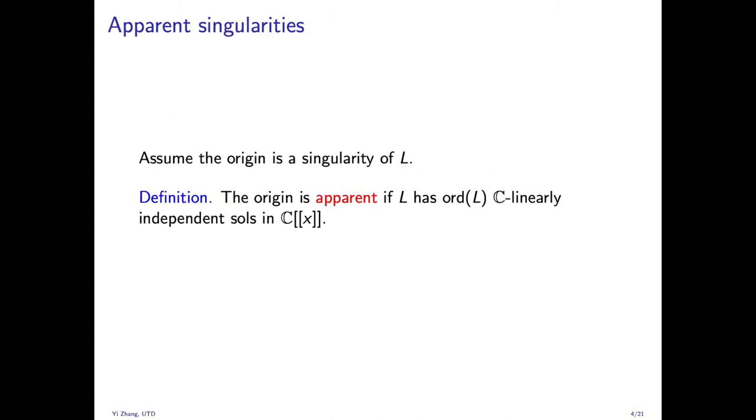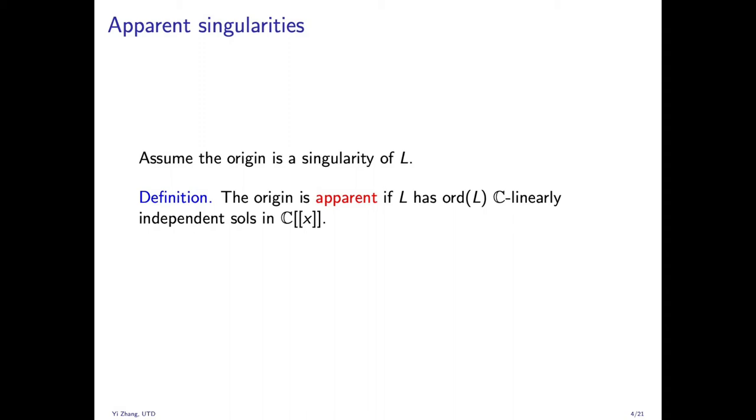Next, I want to introduce the apparent singularity. Now let's assume that the origin is a singularity of the differential operator L. The origin is called an apparent singularity if L has order L linearly independent solutions in the ring of formal power series.